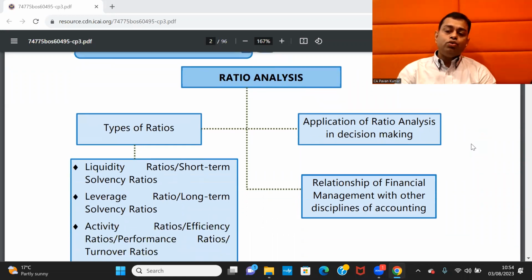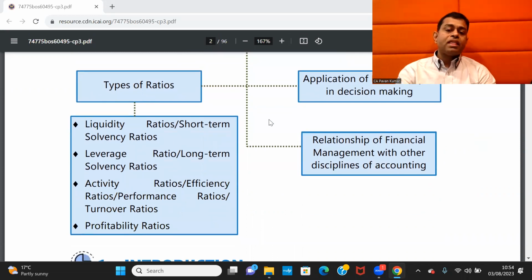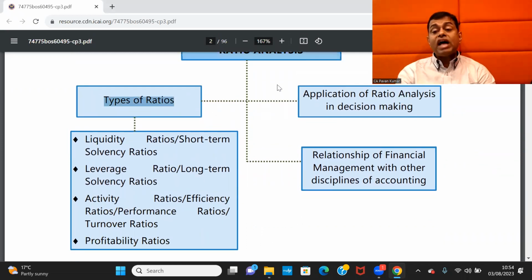Look at page number 2, ratio analysis, and then you have 4 boxes. First one is types of ratios. Next one is application of ratios in decision making, what type of decisions we make and how we use ratio analysis for that. Okay. Put this decisions in box in your notes right now.